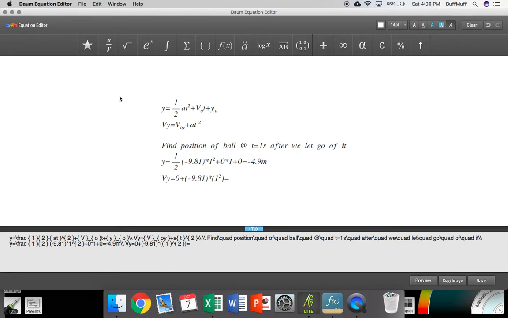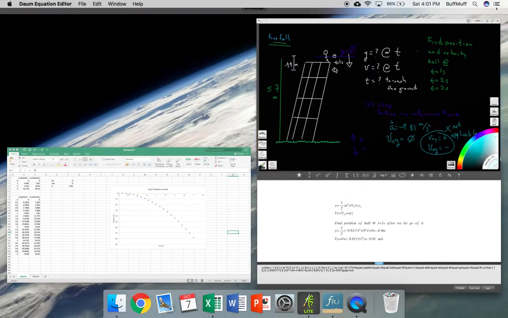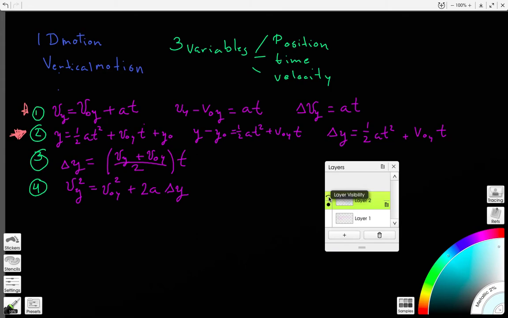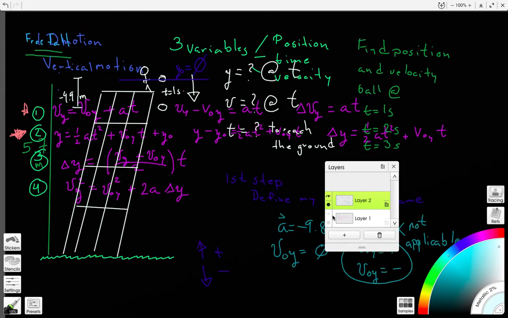Therefore, 0 plus negative 9.81 times 1 is negative 9.81 meters per second. Why meters per second? Oh wait, no, I think this shouldn't be squared right here. Yep, there we go. Let me double check that. Yeah, look at it. It shouldn't be squared at all. My mistake. I am sorry.